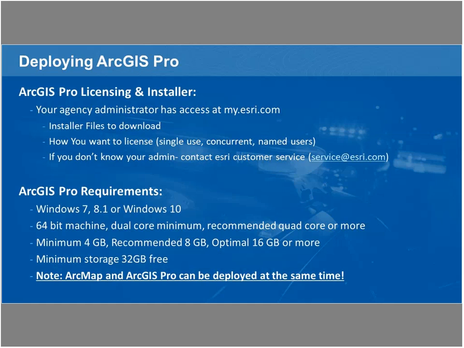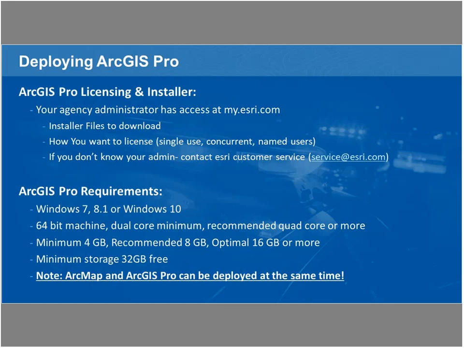Just in terms of some of the licensing issues, depending upon your network security structures, if you haven't deployed ArcGIS Pro yet, your agency administrator of your ArcGIS licensing has access to that, and they have the ability to get the installer files to download that. So contact your agency administrator to get ArcGIS Pro set up on your computer. If you don't know your admin, either contact Dave or Pierre or Esri Customer Service, and we can help get you connected to be able to get access to ArcGIS Pro to get started.